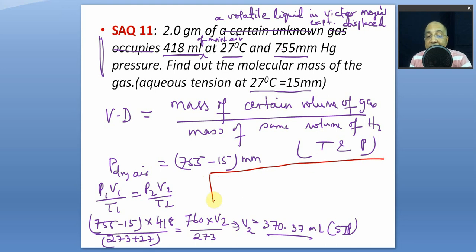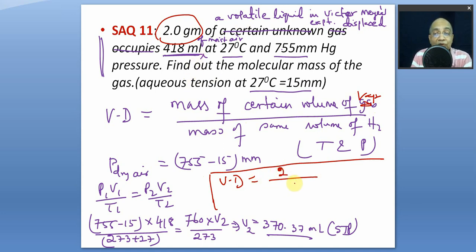Let us do it by the Vd method. Vd is the mass of a certain volume of the gas or vapor. Because the mass is 2 gram, the volatile liquid has been converted to vapor. So the mass is 2 gram, and in the numerator there will be 2. In the denominator, the same volume of hydrogen, because 1 milliliter has a mass of 0.0089, because that is the density, into this many milliliters at STP, 370.37.